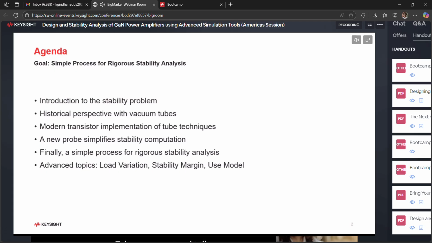Larry kind of already set this up. Then we're going to look into some historical perspective going all the way back to the days of vacuum tubes. And we're going to try to pull out of that some modern transistor implementations for these older tube techniques. And then I'm going to introduce a new probe to simplify the stability computation. And then finally, I will present the simple process for rigorous stability analysis. And then if there's time, I'll get into a couple advanced topics.